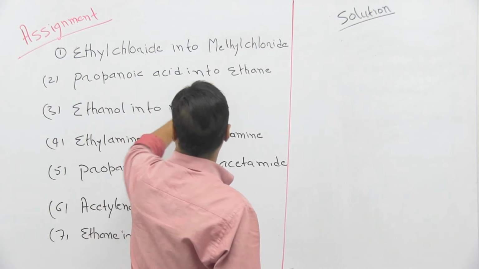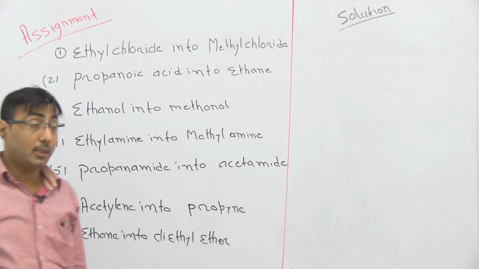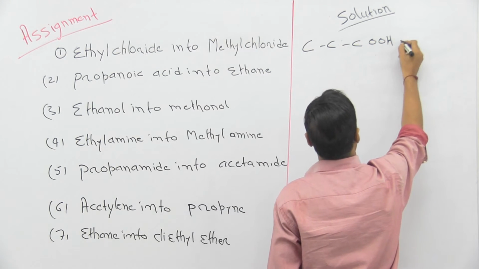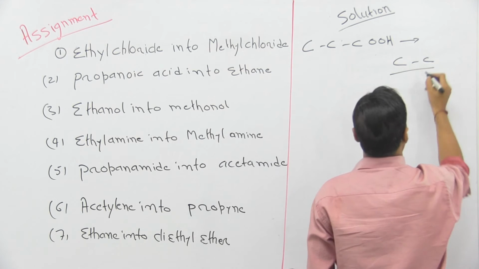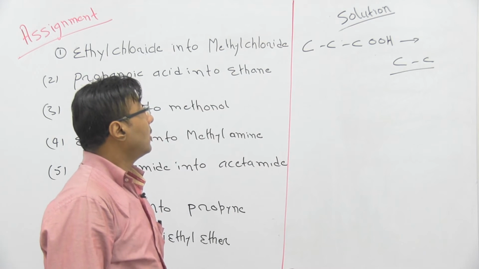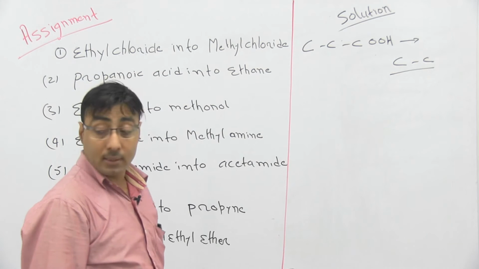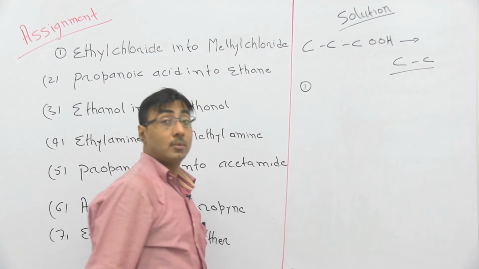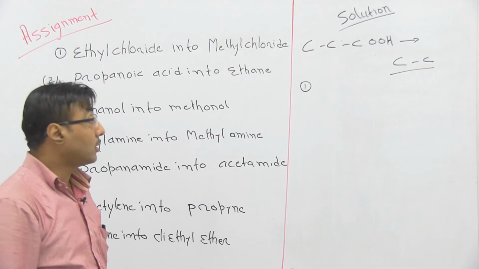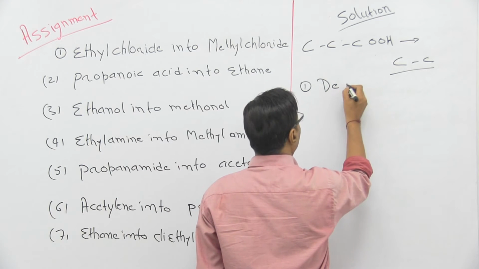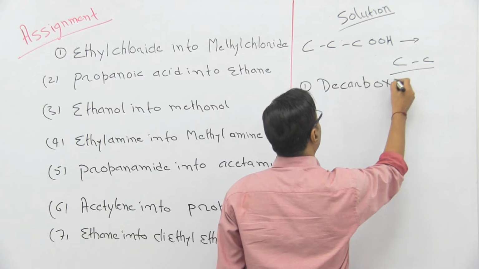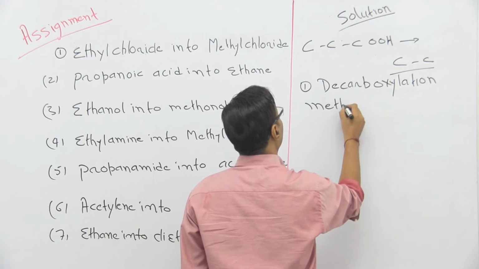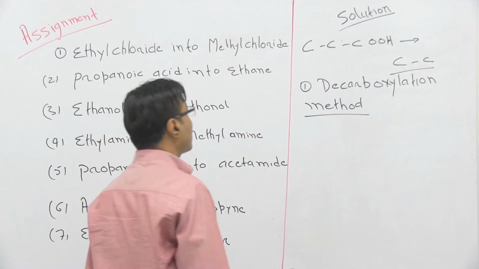Now come to propanoic acid into ethane. What is the formula? From this compound to this compound. So again, it's a reduction in the number of carbons. Reduction in the number of carbons can be done by two methods we have learned. One is the decarboxylation method. So let's go for the decarboxylation method.